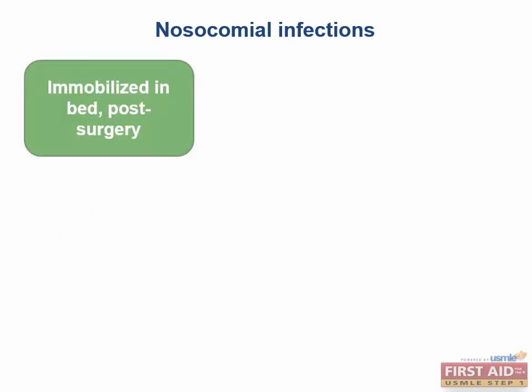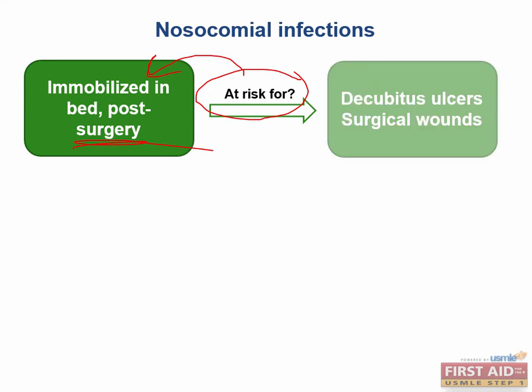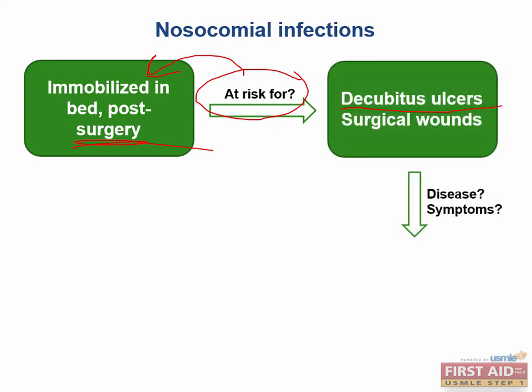The next patient group I want to consider are those that are on bed rest, immobilized in their bed, say possibly after surgery. So what kind of things are these patients at risk for by being in these circumstances? Patients that are immobilized in bed for long periods of time are predisposed to the development of decubitus ulcers. These patients post-surgery also could have some residual surgical wounds, most likely. Now, this sort of circumstance can predispose these patients to certain diseases and symptoms we should be thinking about and worried about. And what do you think those could be?